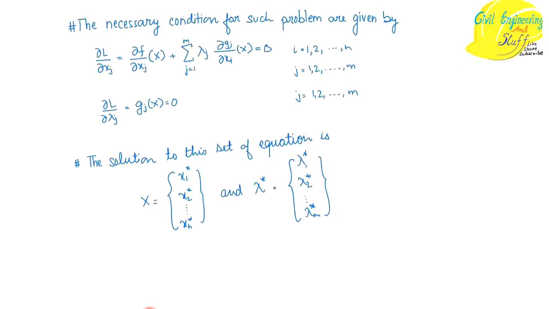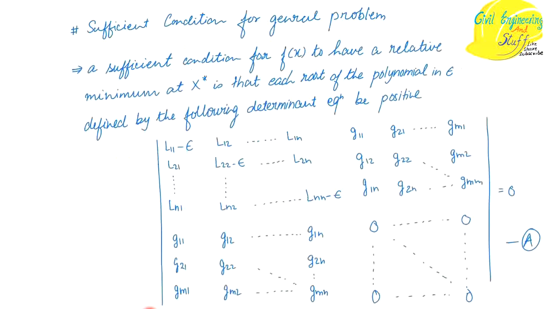So these values will give the maxima, minima, or a point at which we will have a null point, that is, neither maxima nor minima. Through this we'll get the number of points, and we'll see if these points have the maxima or minima, or neither maxima nor minima. So this is the necessary condition, and through this we'll find out the points.